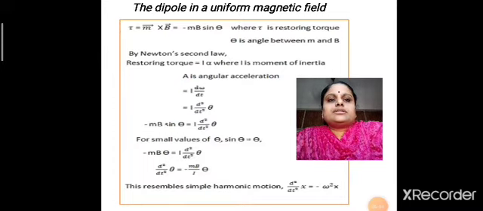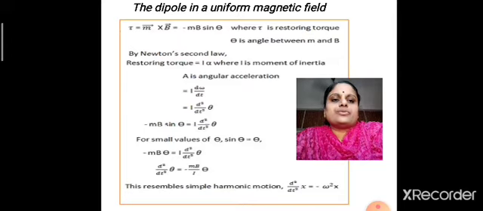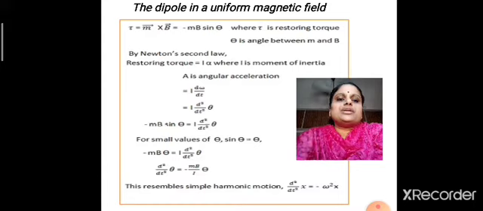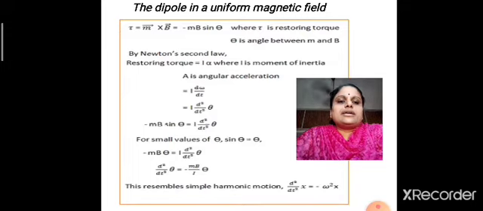Equating the two restoring torques, we get minus mB sin theta is equivalent to I into d square theta by dt square. For small values of theta, sin theta will be approximately equivalent to theta. Hence, minus mB into theta is equivalent to I into d square theta by dt square. Rearranging the equation, we get d square theta by dt square is equivalent to minus mB by I into theta. Here, I is the moment of inertia.